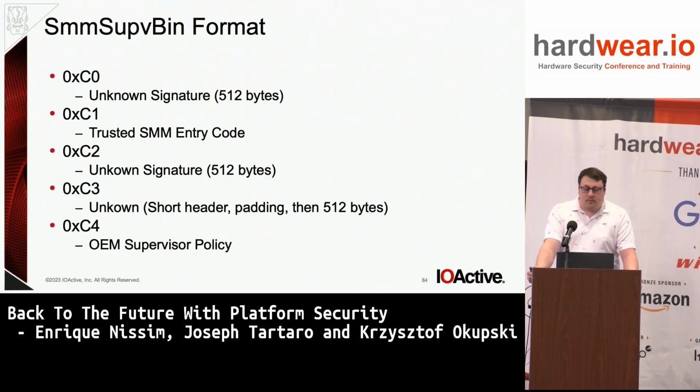C0, C2, and C3 are unknown to us. Looking at their size and what it looks like, we're just under the assumption that it's some sort of signature, maybe certificate. It makes sense that it's something like that because you would expect the trusted SMM entry code to likely be signed and probably get verified by the PSB. But Type C1 is the new trusted SMM entry code, and Type C4 is your OEM supervisor policy.